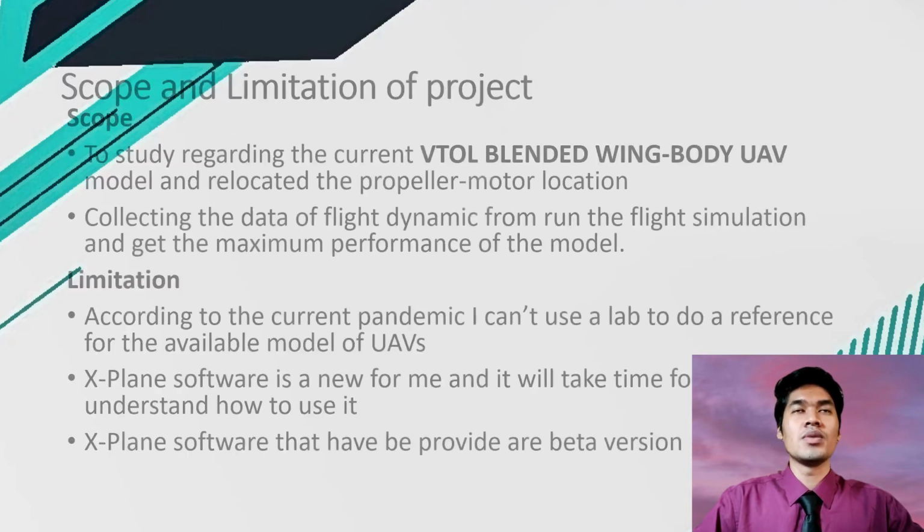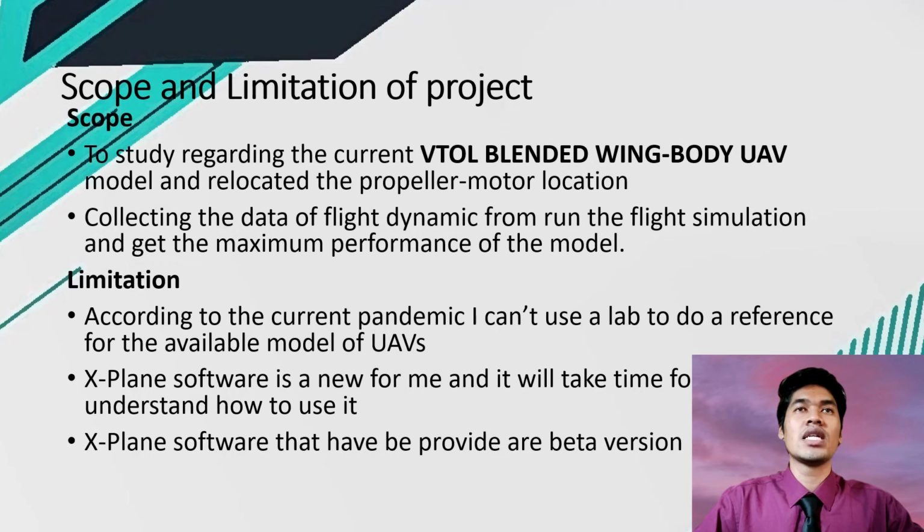The scope and the limitation of the project. So the scope of the study is regarding the current VTOL bladed wing body UAV model and to relocate the propeller motor location, because the current propeller motor location is not suitable for the application due to the position and the movement of the propeller. Next, collecting the data of the flight dynamics from running the simulation and getting the maximum performance of the model.